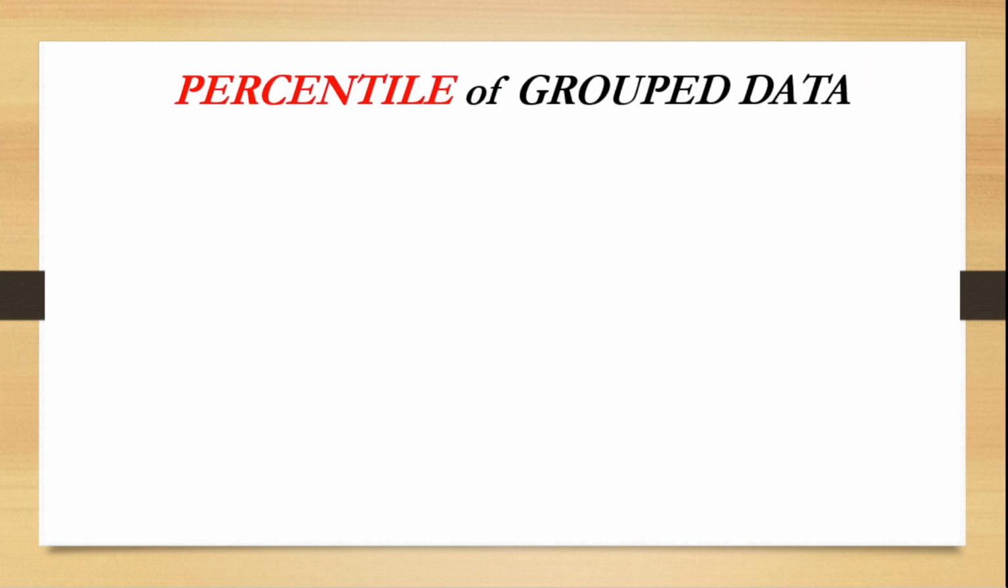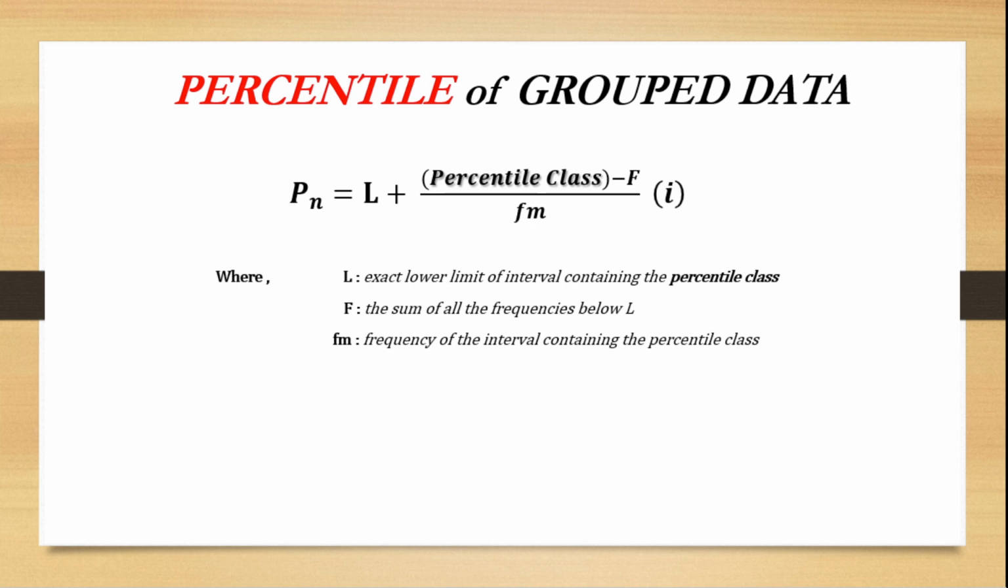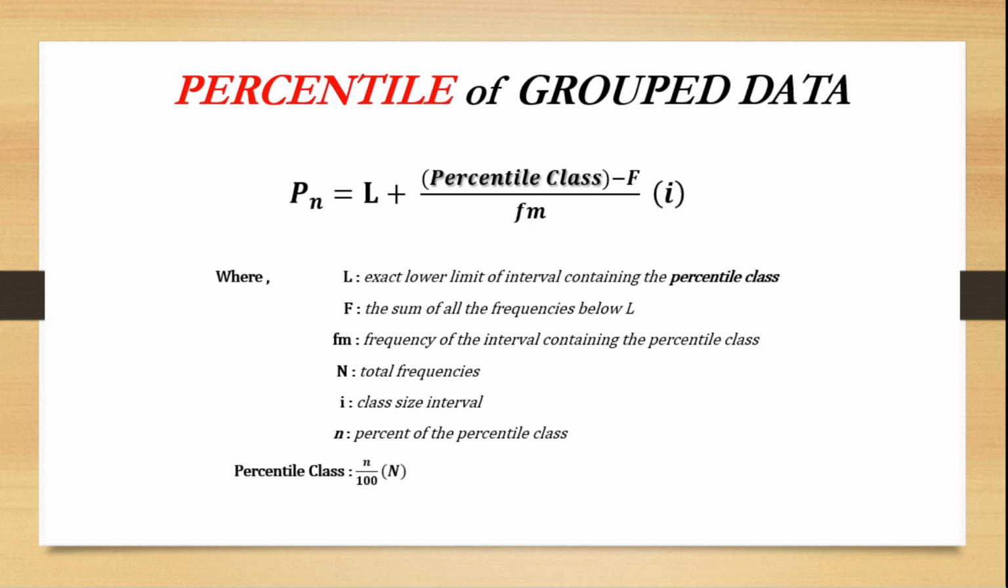Next is the percentile of group data. In finding the percentile of group data, we are going to use the formula P sub n is equal to L plus (percentile class minus uppercase F) divided by Fm, times I, where L is the exact lower limit of the interval containing the percentile class, uppercase F is the sum of all the frequencies below the L, Fm is the frequency of the interval containing the percentile class, uppercase N is the total frequencies, I is the class size interval, and lowercase n is the percent of the percentile class, while the percentile class is lowercase n divided by 100 times the uppercase N.